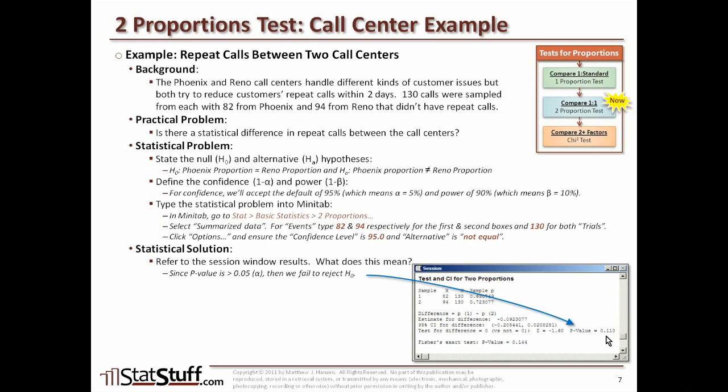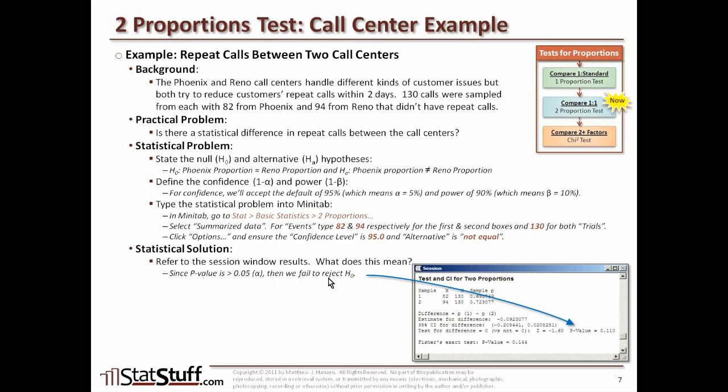In this case, we've got a p-value of 0.11, which means there's an 11% risk of being wrong if we claim a difference between these values. So since that p-value is greater than our alpha risk, greater than the 0.05 that we defined earlier, then we fail to reject the null hypothesis.